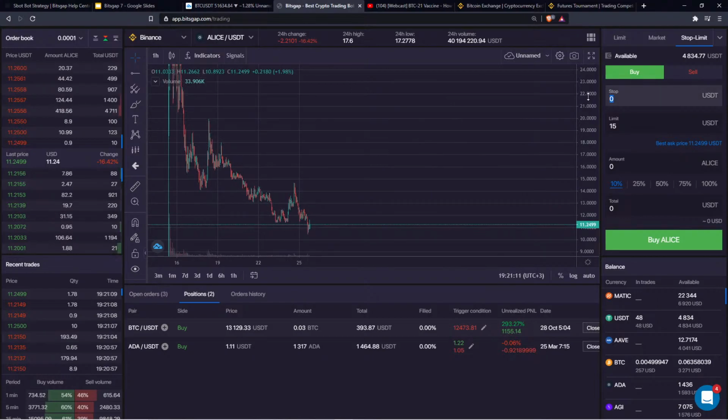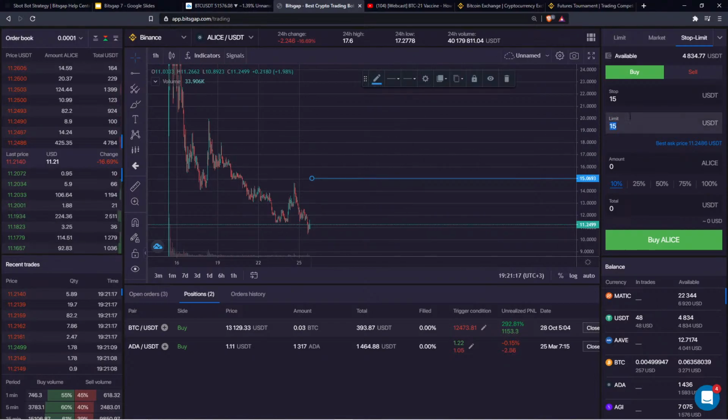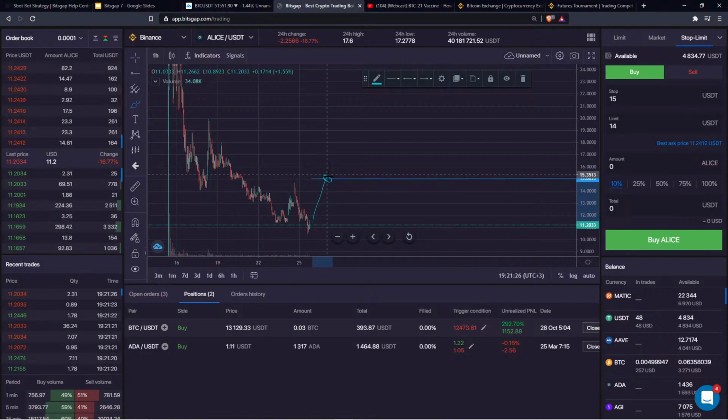Because here you have this stop and you set it at 15. That means that once the price hits 15, it will place a limit buy order. It can place it at 15 as well, or you can place it at 14. So let's say once it goes and triggers the 15, it will initiate a limit buy at 14. So it's going to place the limit buy at this point over here.